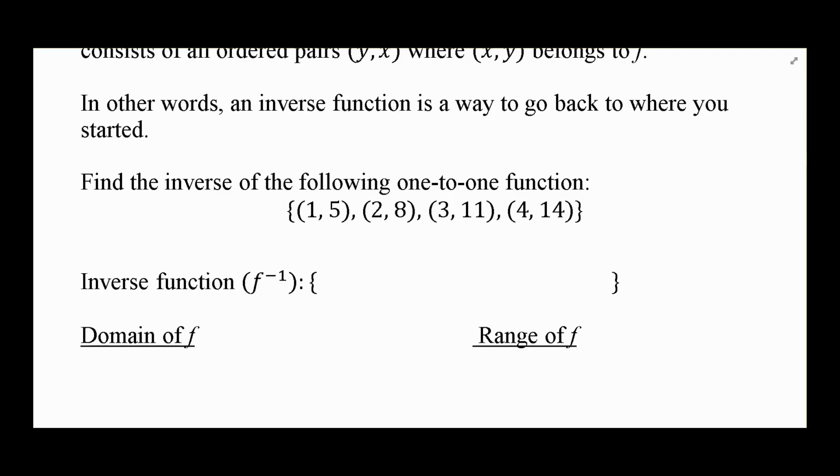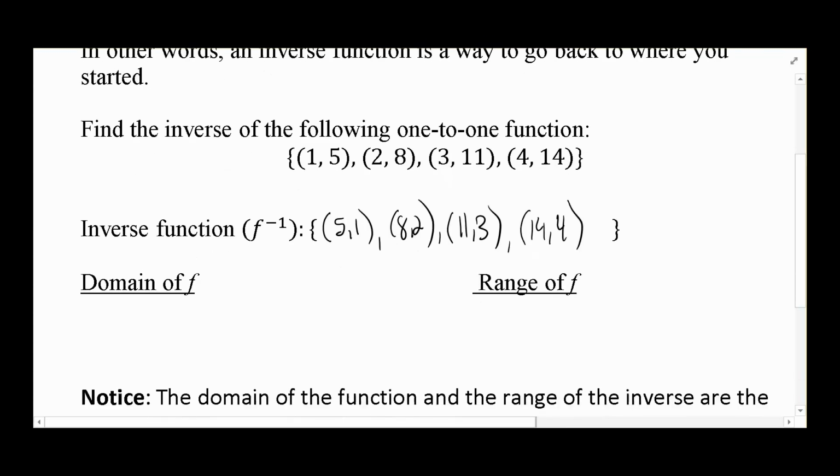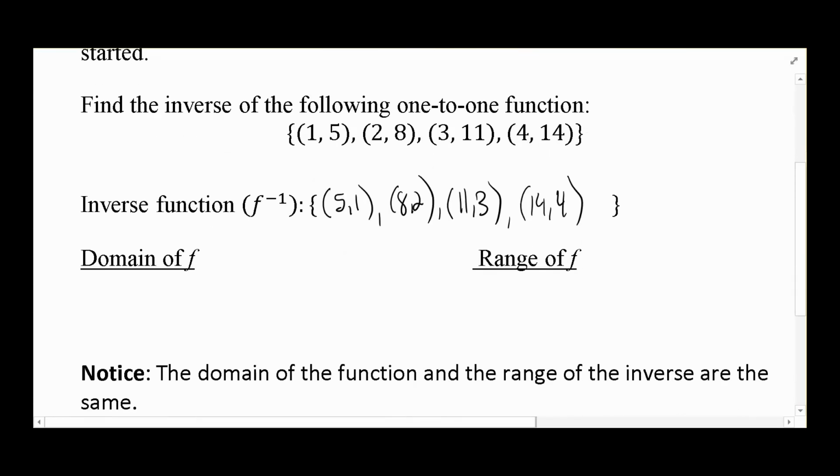So if I had a function that consisted of the ordered pairs (1, 5), (2, 8), (3, 11), and (4, 14), then its inverse is going to have (5, 1), (8, 2), (11, 3), and (14, 4). We're just going to flip-flop each ordered pair. That's all the inverse is. It says, if I had (x, y) on the function, then I got (y, x) on the inverse.